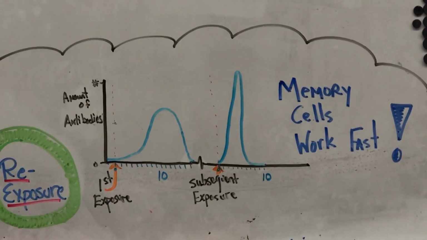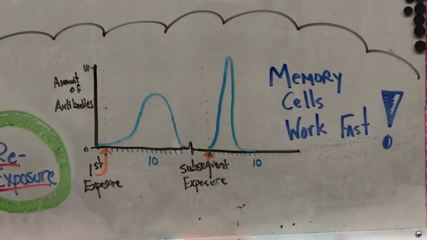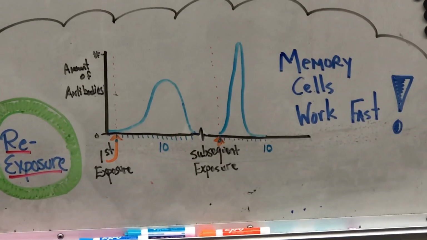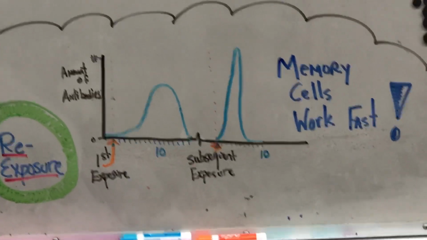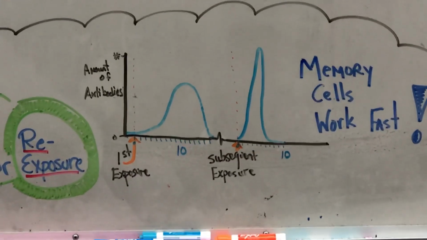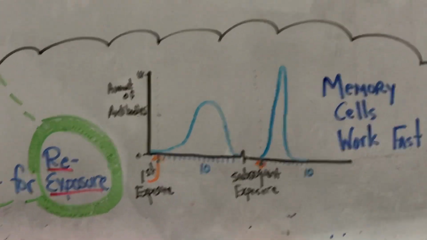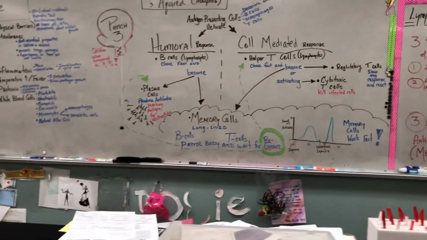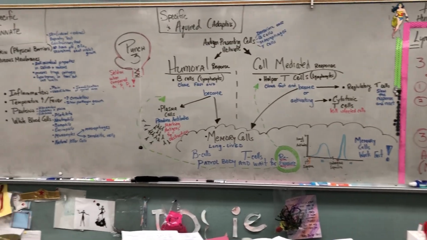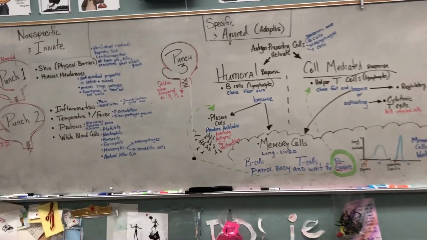Continuation of more memory cells will circulate throughout the body, both in the circulation but also in the lymphatic system. And that's why we would call this an immune response, because we no longer are going to be susceptible to that particular antigen. So I'll post an image of this whole process.